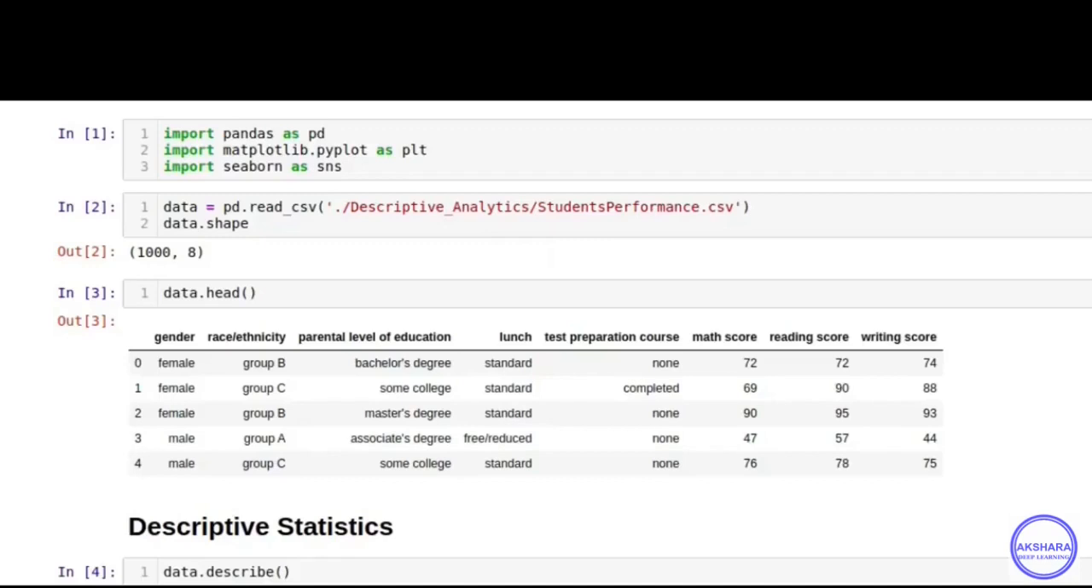Let's see a simple example for descriptive analytics. This dataset is taken from Kaggle. This kernel is also taken from some Kaggle notebooks. See here, this dataset contains students' scores in maths, reading test and writing test, and some of their personal information like gender, ethnicity, and parent level of education.